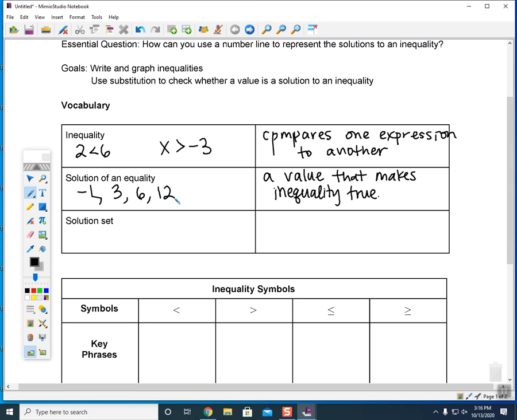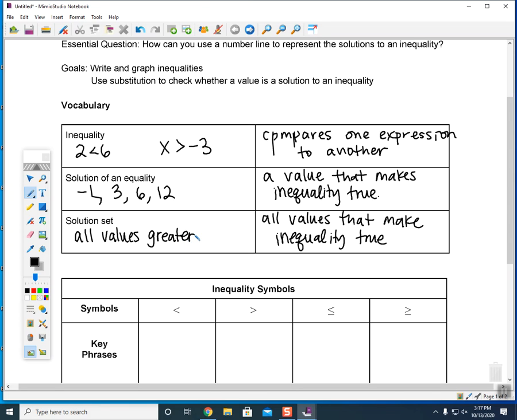So then my solution set is all values that make the inequality true. So in my case of x is greater than negative 3, my solution set is all values greater than negative 3, right? All values greater than negative 3.